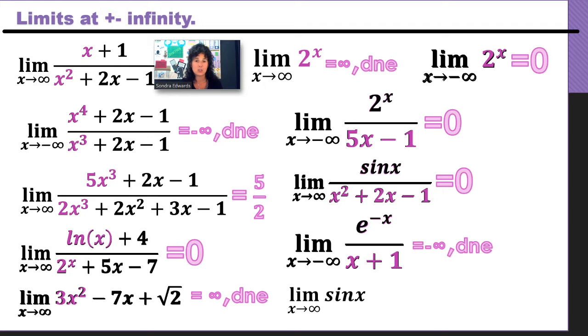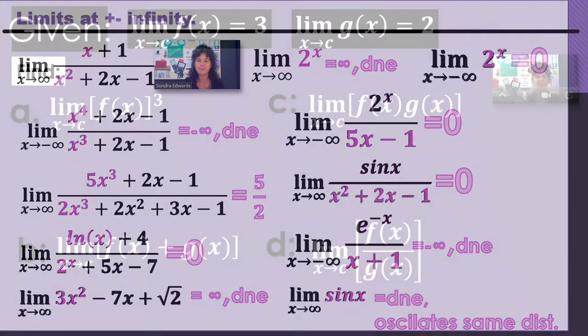The limit as x goes to infinity of sine of x. As we substitute 10, 100, 1,000, 1,001, 1,002, our answers are going to oscillate between 1 and negative 1, but we are never going to get any closer. We're going to go 1, negative 1, 1, negative 1. So we're not narrowing into a single number. We just keep that same distance. So it does not exist because it's oscillating the same distance back and forth.